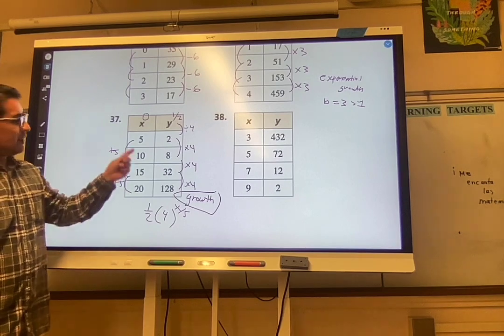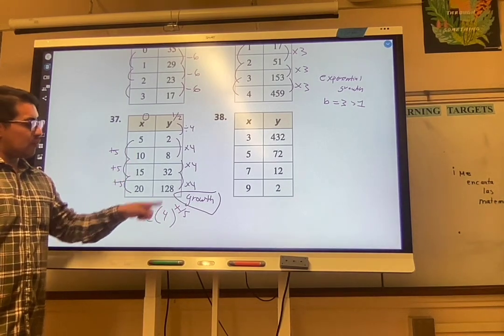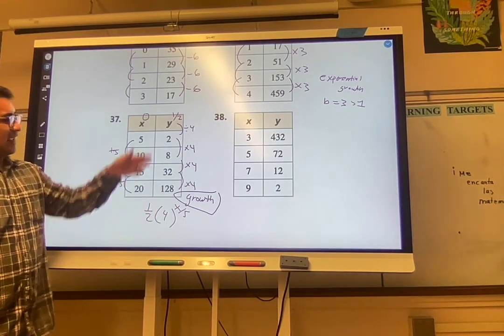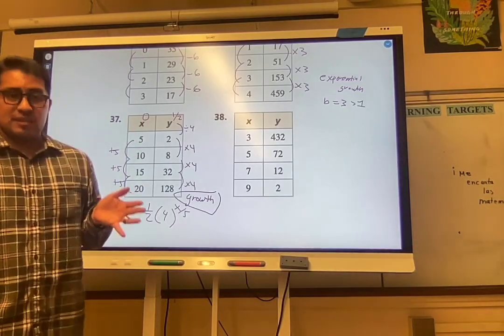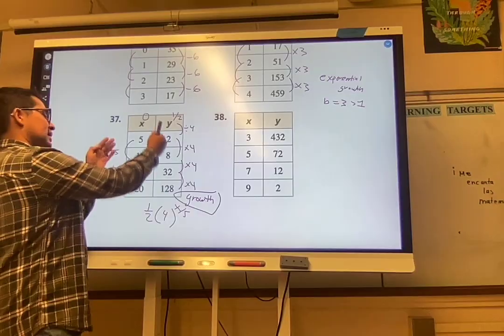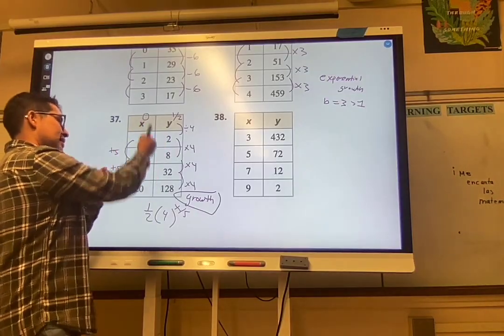And then when I plug in 10, 10 divided by 5 is 2, so it's really 4 squared. That's 16, cut that in half, that's 8. So this equation would produce this pattern, right? And like I said, it's kind of on you to recognize that this is still growth. It just happens not every day, it's every 5 days.